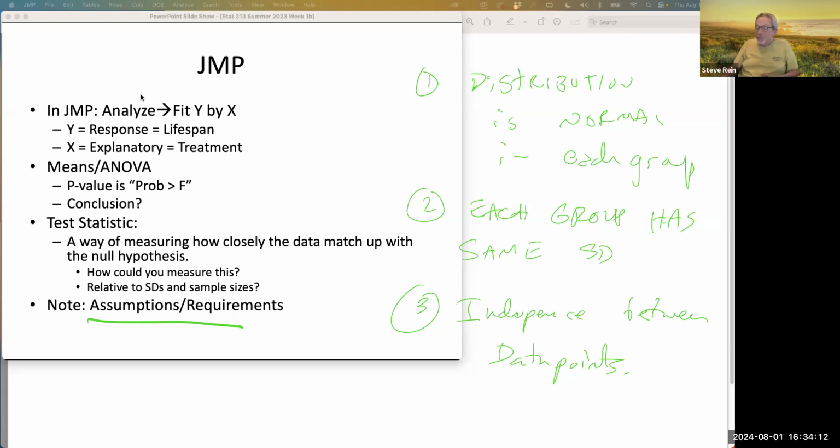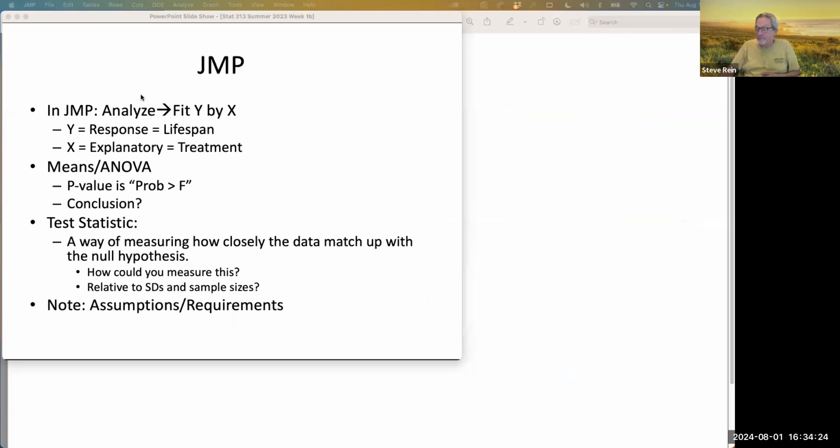Okay, so we're going to require these 3 assumptions. So any questions about the assumptions so far? Okay.